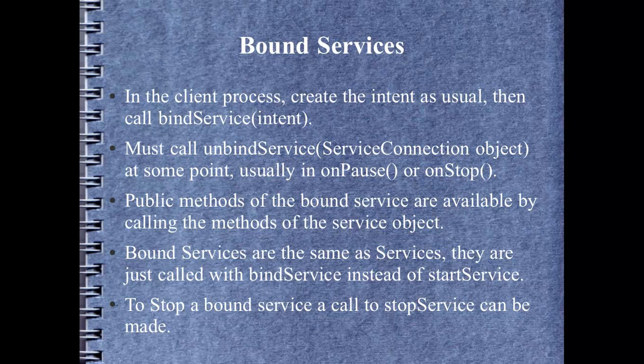To stop a bound service, we make a call to stopService. And this happens through that service connection object. So the service connection object really just manages that bound service. All right, so there's 3 demos, one for a normal service, one for an intent service, and one for a bound service. You should look at those 3 demos and see how they work, and then use these in your own code. Thank you.